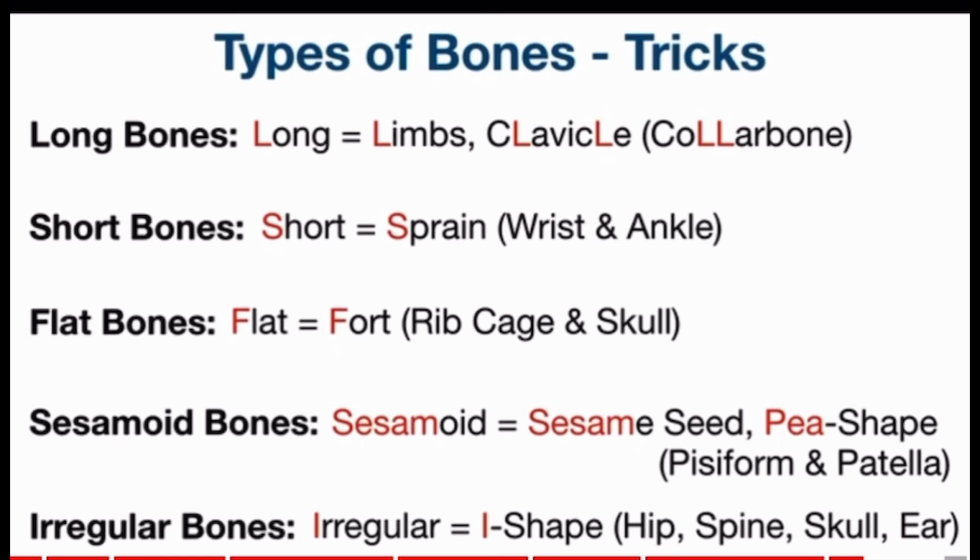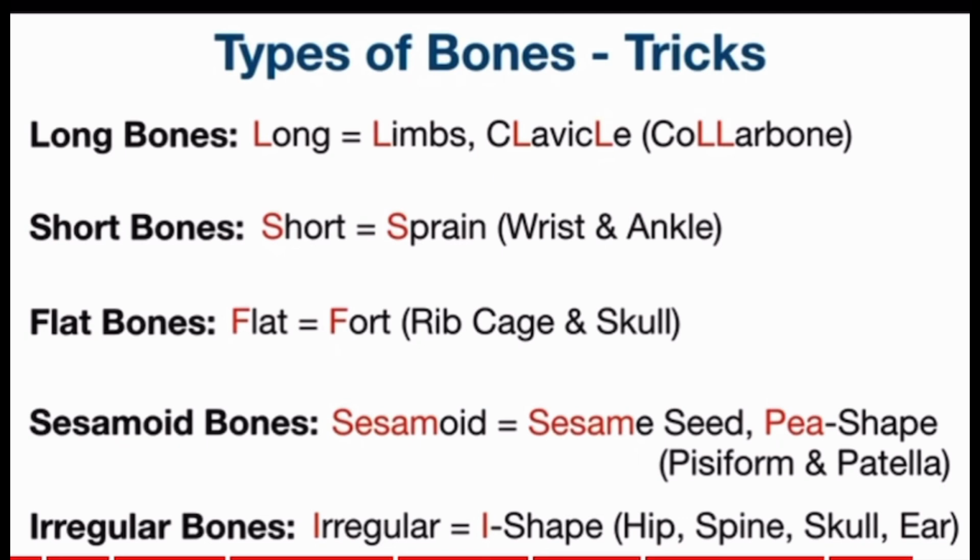This will help you think of ankle and wrist because they're commonly sprained, which are primarily made up of short bones. For flat bones, remember fort, and forts help protect things. This will help you remember the sternum, rib cage, scapula, and part of the skull are made up of flat bones that protect vital organs like the heart, lungs, and brain. For sesamoid bones, remember sesame seed-shaped or P-shaped. This will help you remember pisiform and patella.